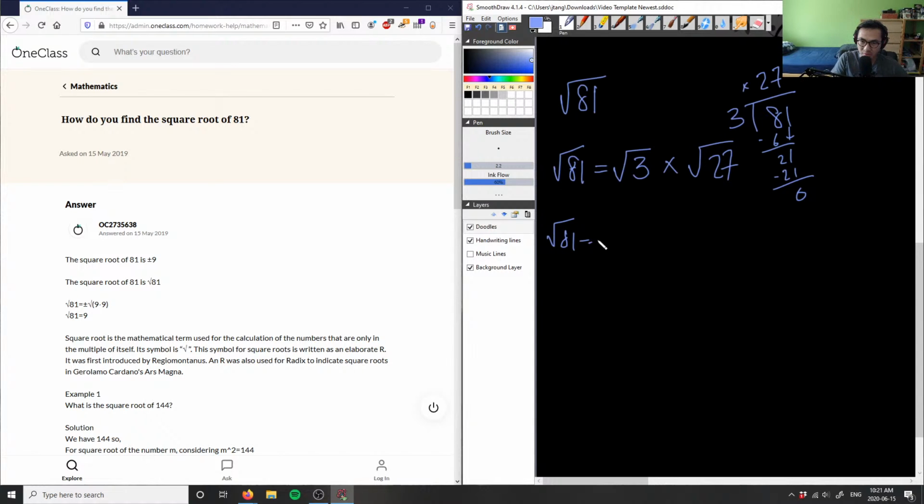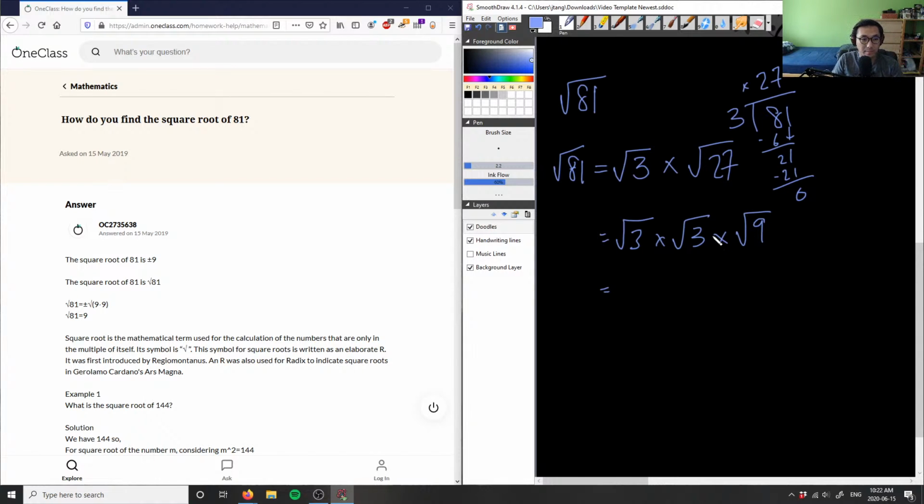So we can say root 81 would equal root 3 times, and for 27 here, I know that this is divisible by 3 because 3 times 9 is 27, right? So I can pull out another 3 here, and then this would be 3 times 9 is equal to 27, right? And now this problem is very, very easy. You should be able to see that root 9 here is simply just 3.